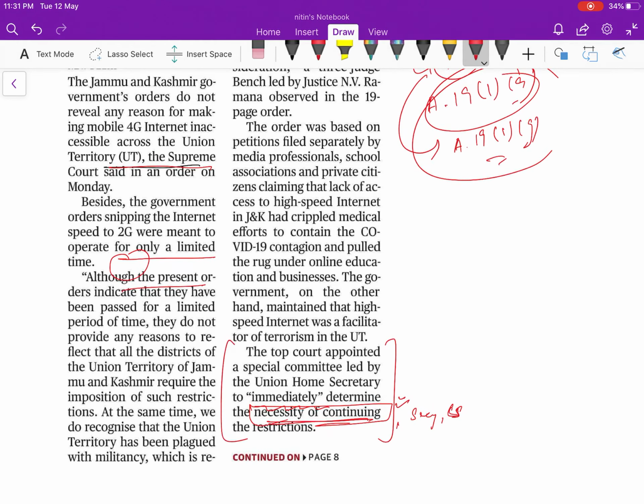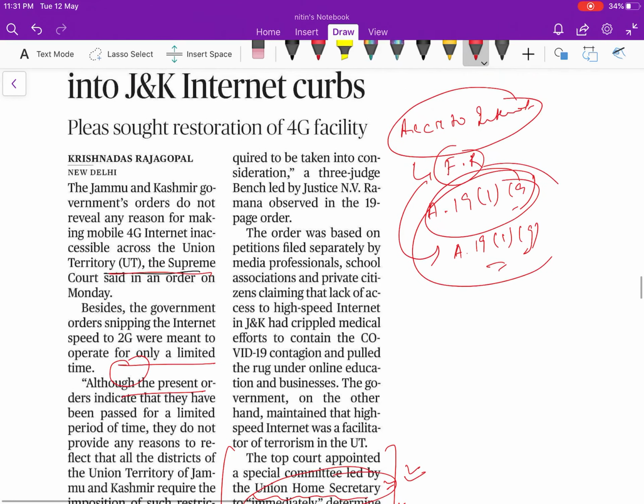Regarding that, the Supreme Court has taken a decision that this is to be decided. A panel has been appointed by the court, headed by the Union Home Secretary, to look into the matter. So this is all that is relevant from the prelims or mains. You can just have an idea how access to internet has become a fundamental right and what the situation is in Jammu and Kashmir.